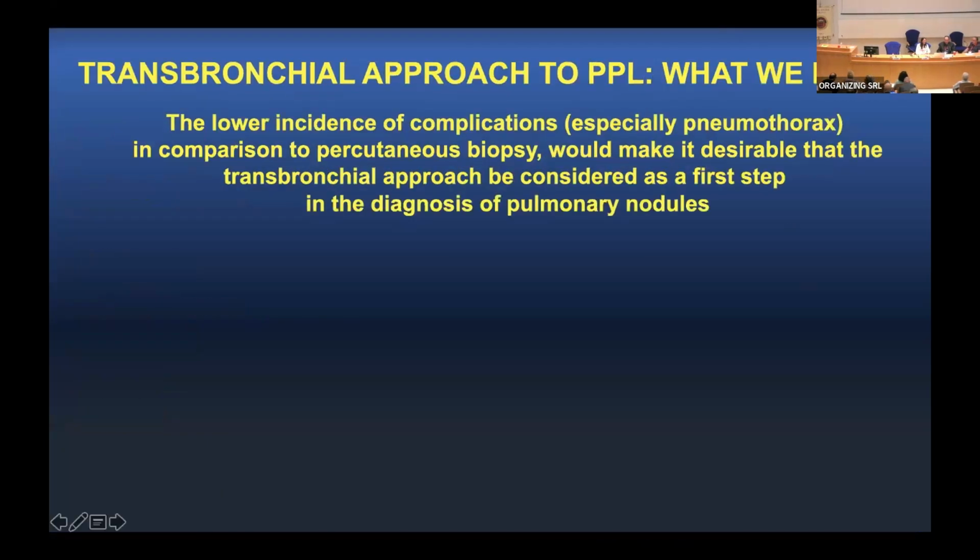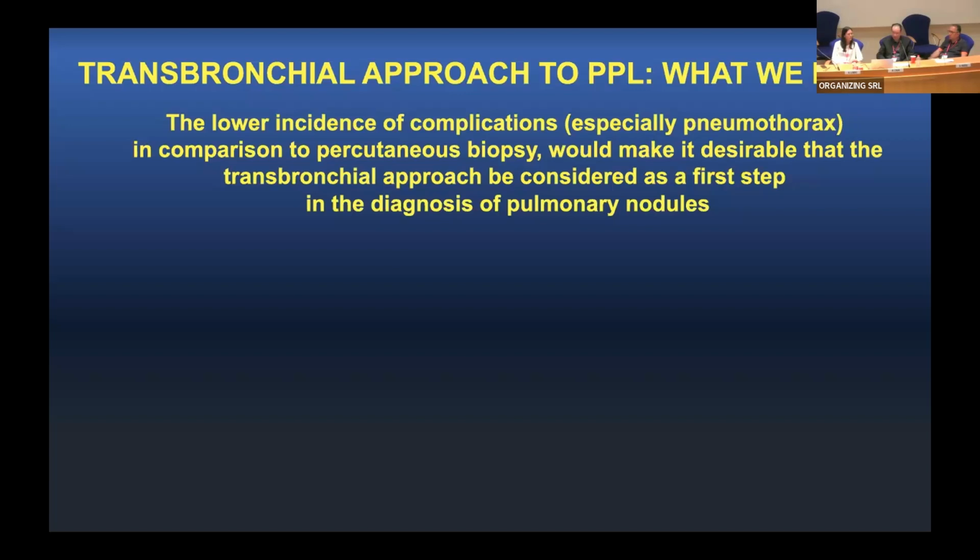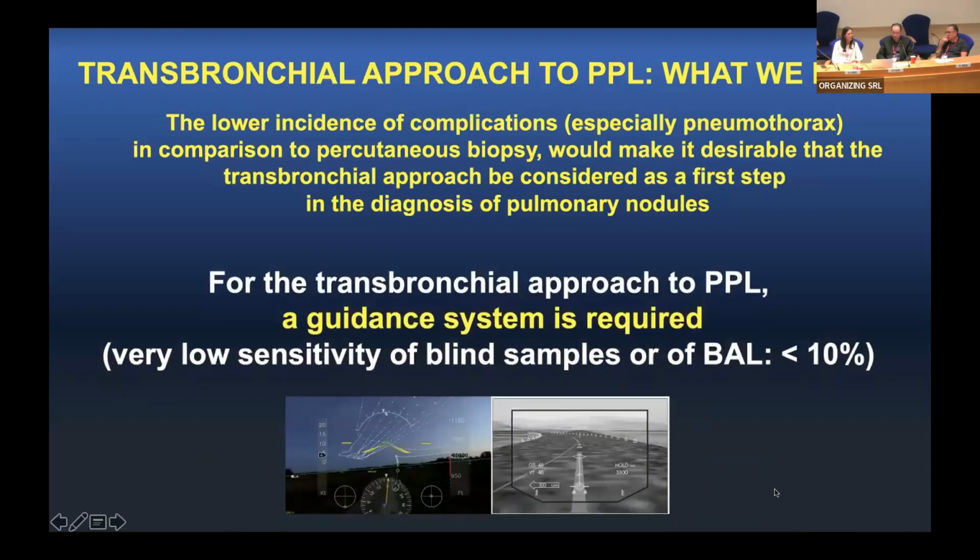What do we know about the transbronchial approach to peripheral pulmonary lesions? The first thing is that the lower incidence of complications, especially pneumothorax, in comparison to percutaneous biopsy, would make it desirable that the transbronchial approach be considered as the first step in the diagnosis of pulmonary nodules. And the second thing is that for the transbronchial approach to peripheral pulmonary nodules, a guidance system is required because there is a very low sensitivity of blind samples or of bronchoalveolar lavage.